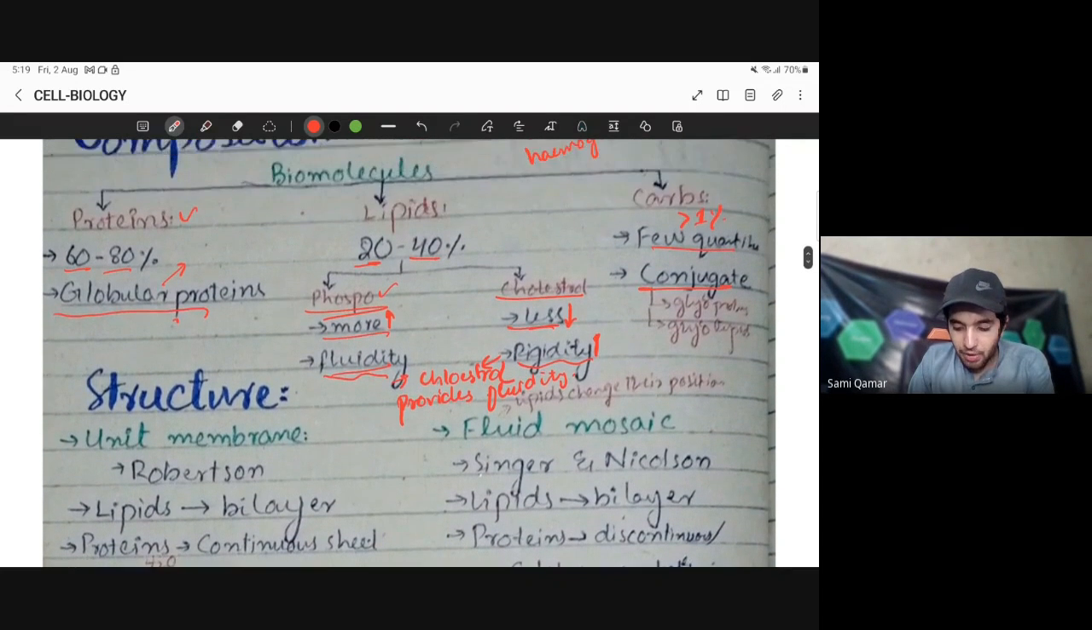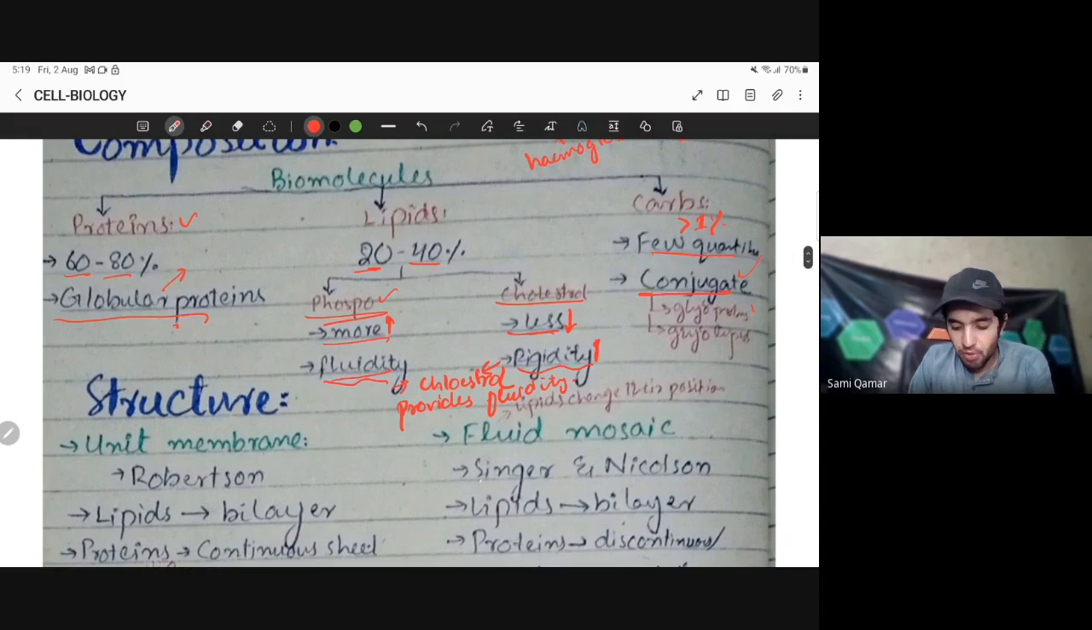And one important thing: carbohydrates are present in conjugate form. They will form glycoproteins, so carbs will be attached either to proteins or to lipids. With lipids, they form glycolipids. This is known as glycosylation. Glycosylation of proteins and lipids happens where? In which organelle do conjugate molecules form? Tell me, Anand, Simran, where does it form? Yes, it forms in the Golgi apparatus.